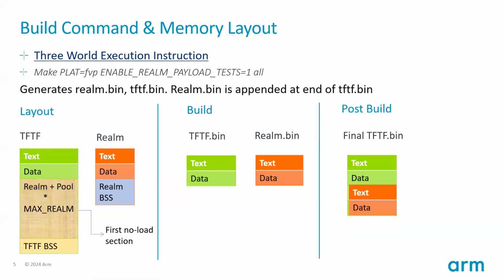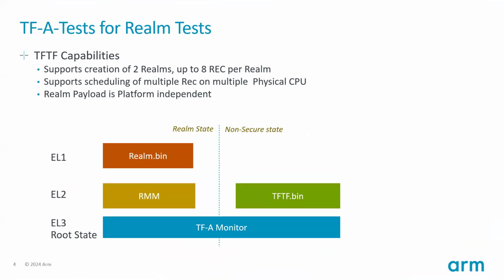Just one question. I'm curious about the first bullet. Yes. A creation of 2 realms and up to 8 REC per realm. Is it some kind of static limitation with TF-TF, or it could extend? Yeah, it can be extended based upon the memory layout. So yeah, they are configurable at build time. That's essentially macros that you can change. Yes. Okay. Thanks.